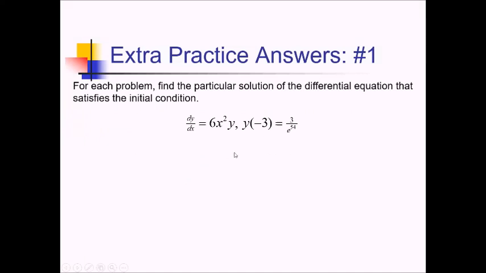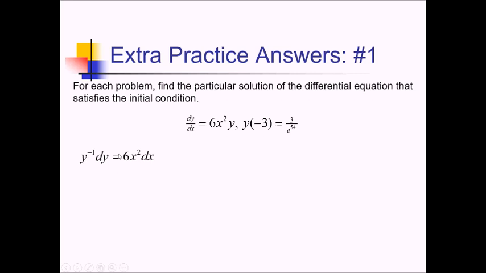To solve this differential equation, it's crucial that I notice that I have an output variable, y, on the right side of the differential equation. That tells me that I need to use separation of variables. So let me start by doing that. On the left side, I'm going to have dy over y, or y to the negative 1, however you want to write that. And on the right side, I'm going to have 6x squared times dx.